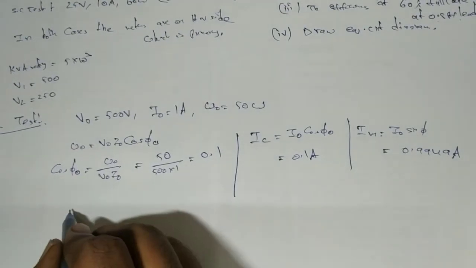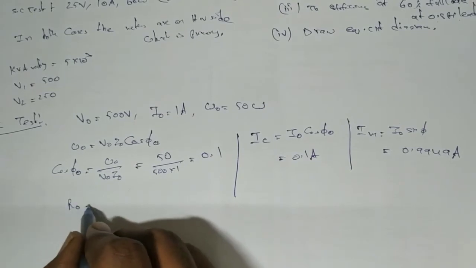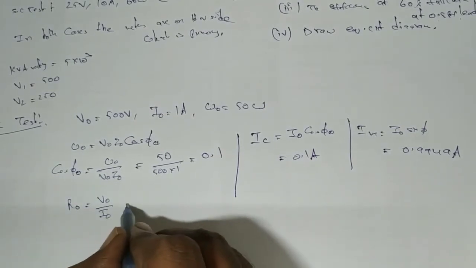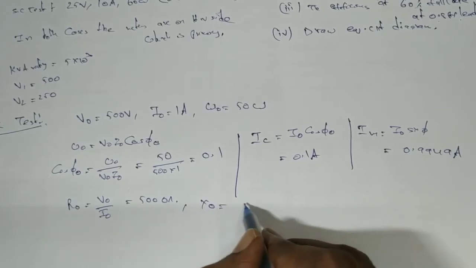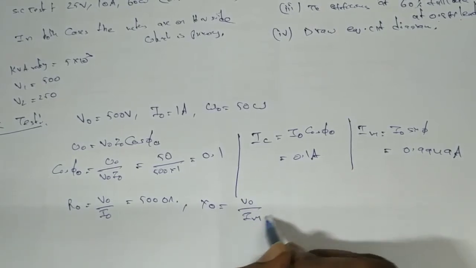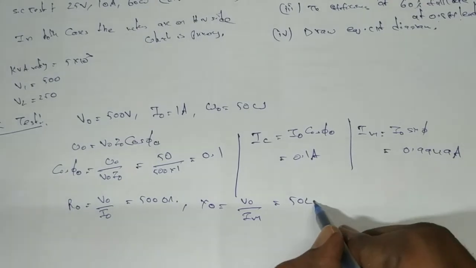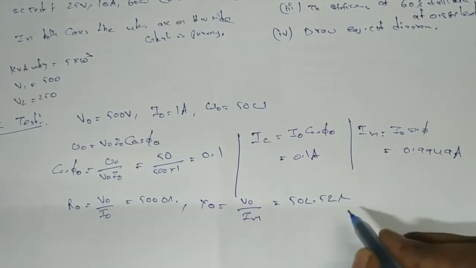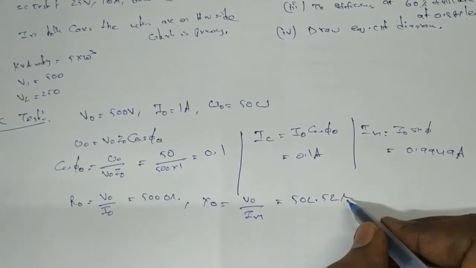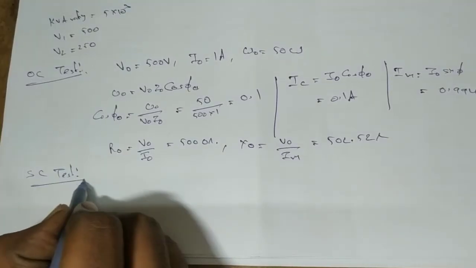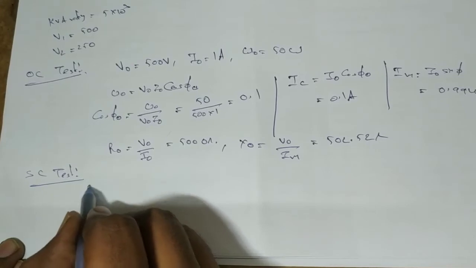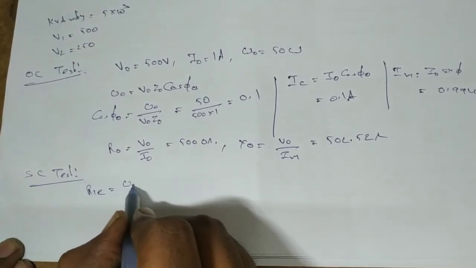Now the R0 formula is V0 by I0, that is you will be obtaining 5000 ohms, and X0 is nothing but V0 by IM, you will get 502.52 ohms. And in the OC test, the wattmeter reading value will be equal to the iron losses value, that is W0 will be equal to iron losses, which is nothing but Pi.